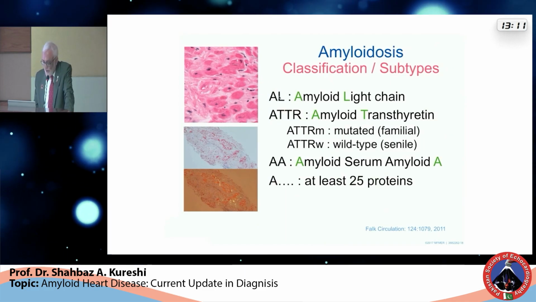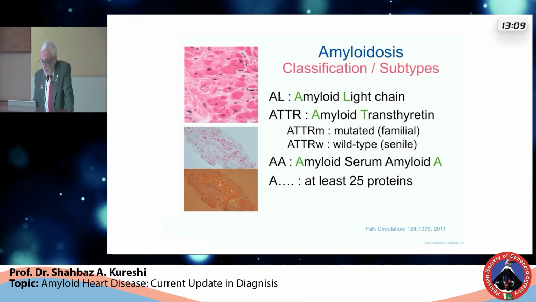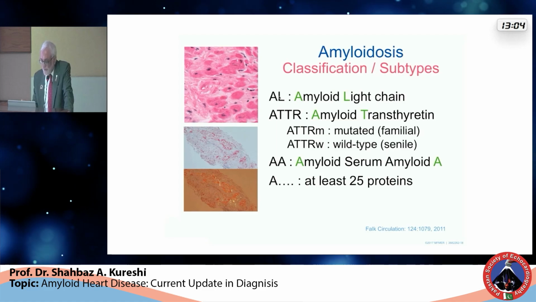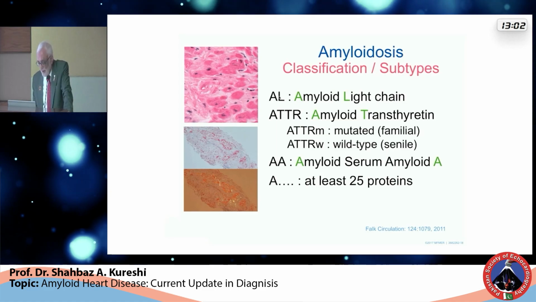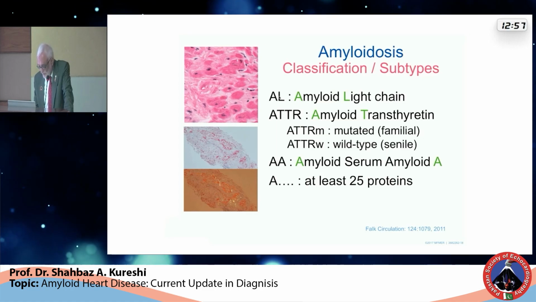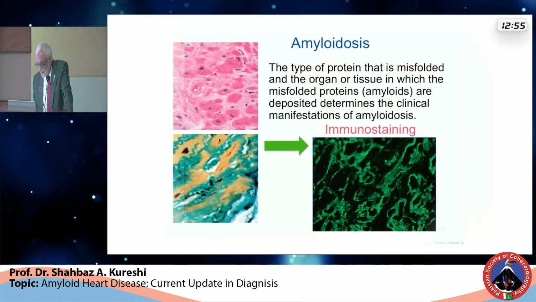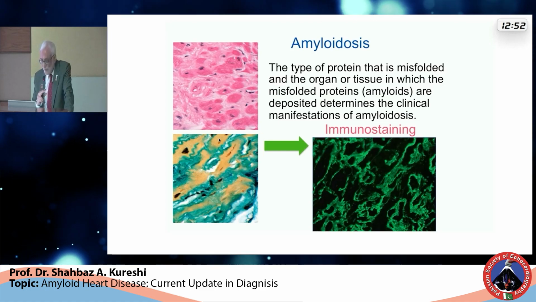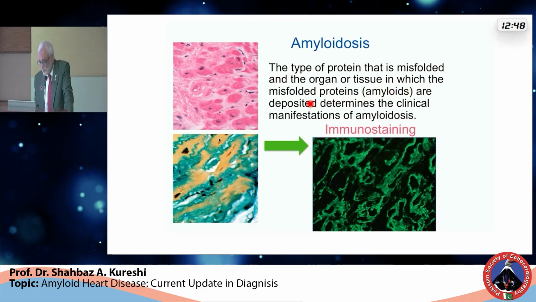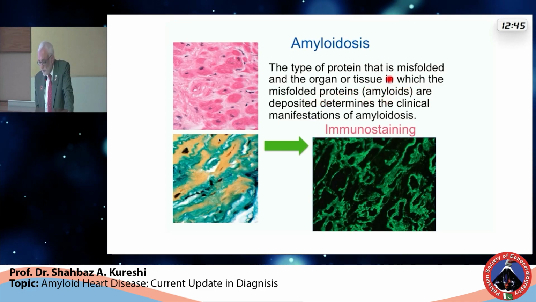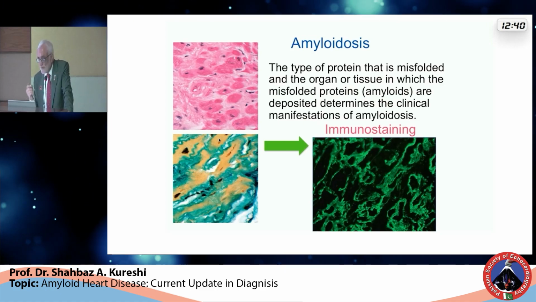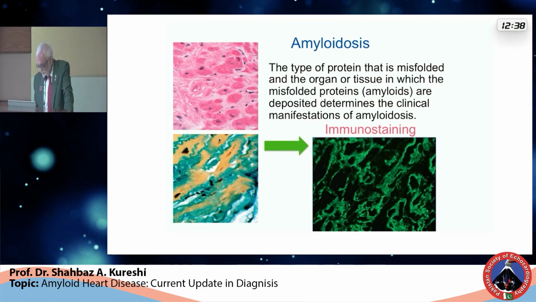In the classification, amyloid light chain is when you have A and the L is for the light chain. Amyloid transthyretin is when TTR is added to A for transthyretin, and so on and so forth, when we classify them into different subtypes. The type of protein that is misfolded and the organ or tissue in which the misfolded proteins, amyloids, are deposited determine the clinical manifestation of amyloidosis.